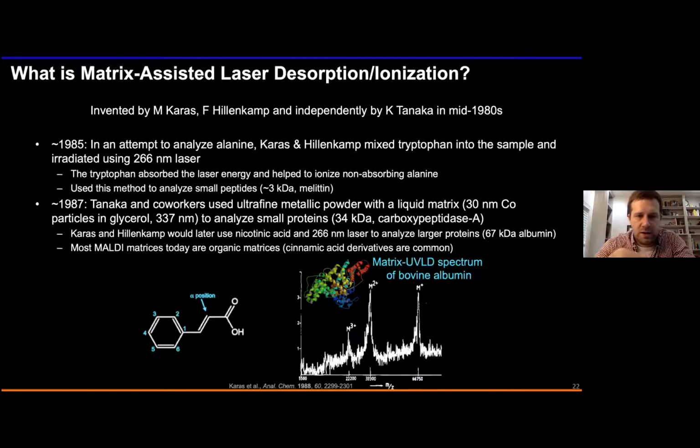And so Karas and Hillenkamp would later use nicotinic acid and a few other types of small organic acids that have become common today to analyze larger proteins like albumin. And most MALDI matrices today are organic acids, cinnamic acid derivatives, which I'll show some examples of. But these types of inorganic suspensions and metallic powders are still in use in some cases as well.